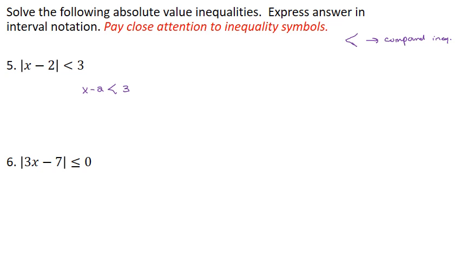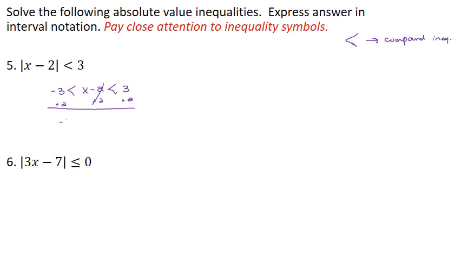It's still going to be less than 3, but you remember with absolute values, you have to consider the negative case as well. So therefore, my lower bound starts off as negative 3. As we saw a little bit earlier today, get the x by itself. So I'm going to add 2 to everything.